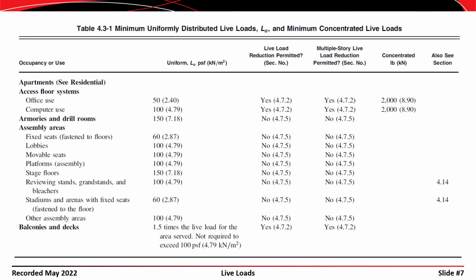This is an example of that table. This table, like the table of dead loads, is several pages long, and I'll post an excerpt of that in the PDF version of this presentation. But you can see some of the loads here. Office use would be a uniform load of 50 pounds per square foot or a concentrated load of 2,000 pounds. There's a lot of different examples here.